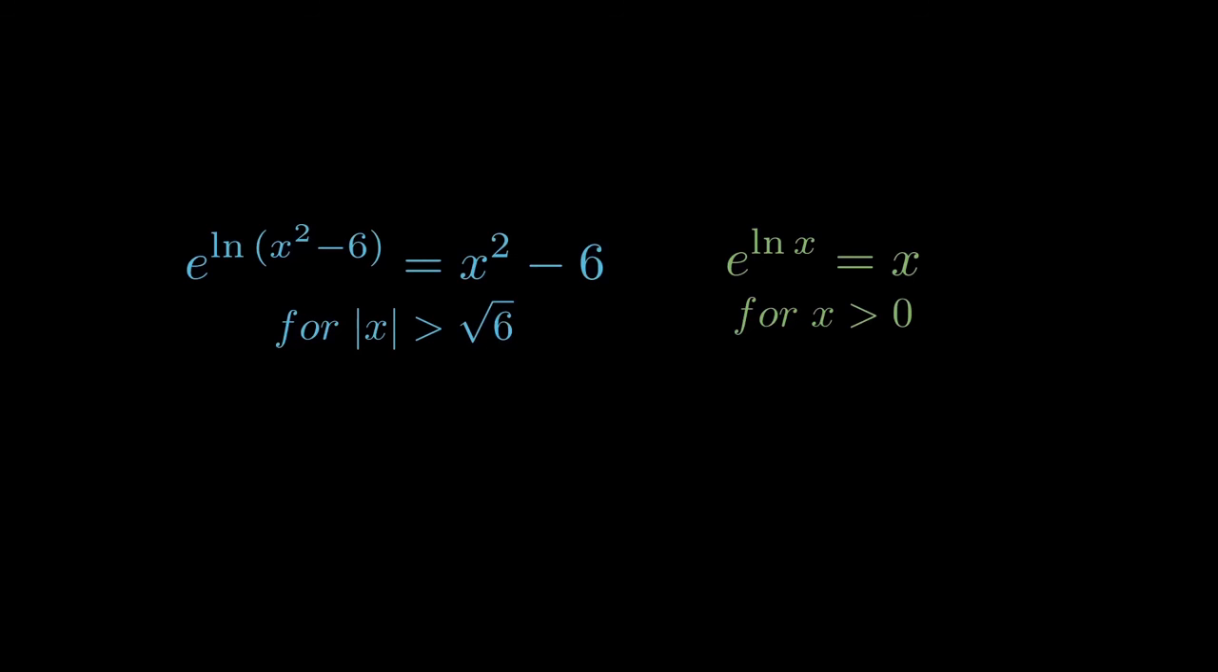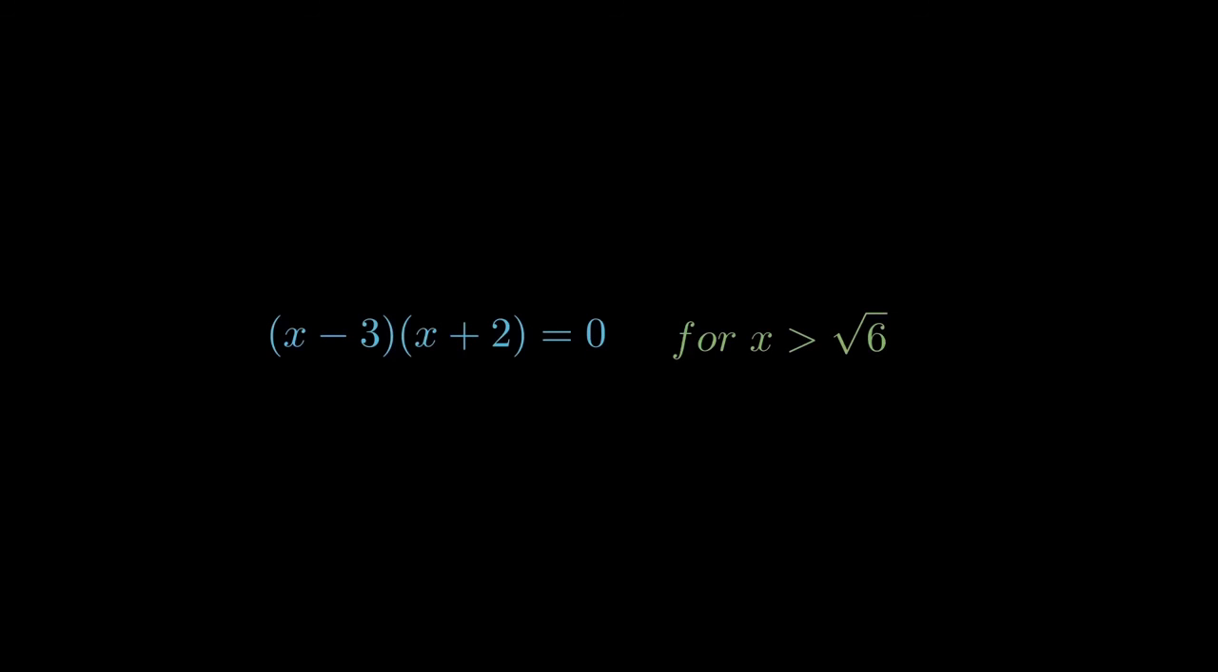If we had tracked these domains throughout our algebra, we would end up with the statement x minus 3 times x plus 2 equals 0, but only for numbers that are bigger than the square root of 6. Of course, 3 is bigger than the square root of 6, and negative 2 is less than the square root of 6, and we would conclude correctly that 3 is the only solution.